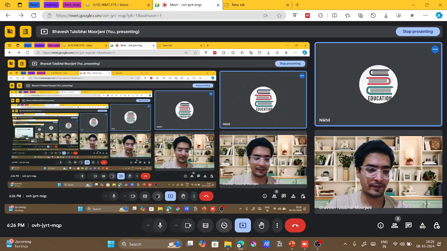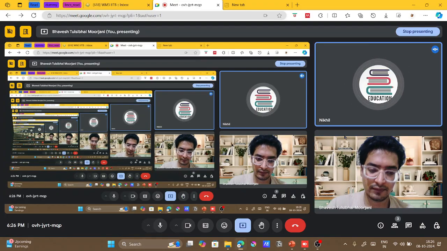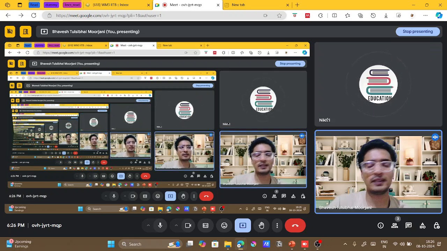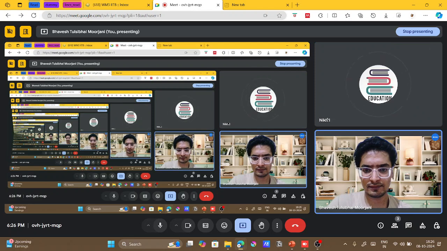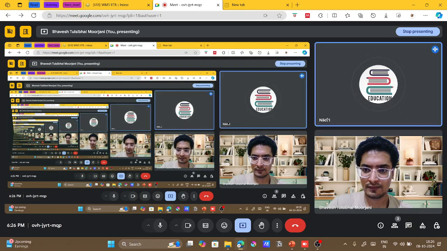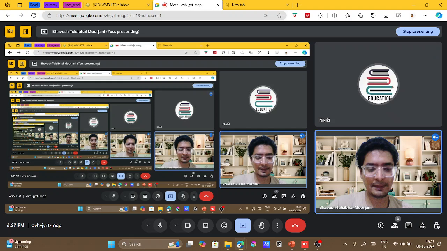Question: if a substance is inert, does it take part in the reaction or not? No, inert won't take part in the reaction. Then why is inert added? That's what you are saying. If it's not taking part in reaction, why is it being added?